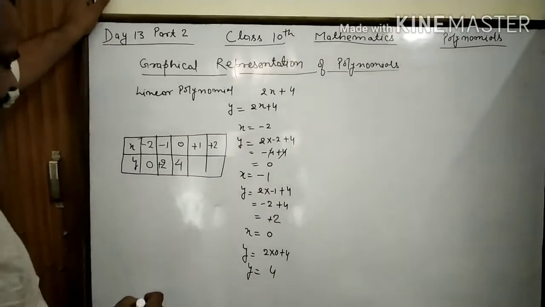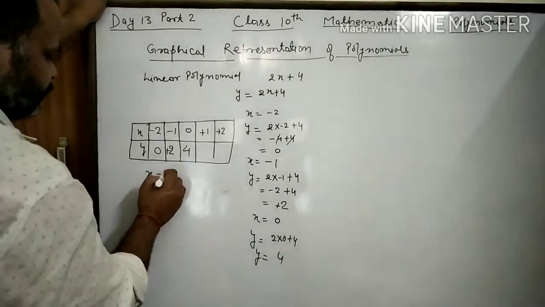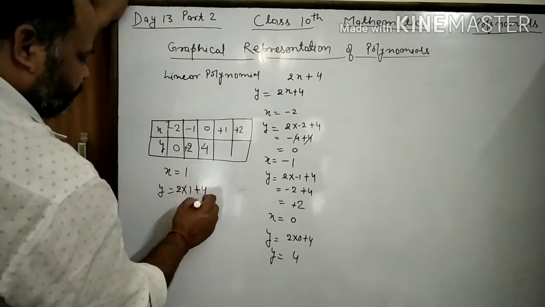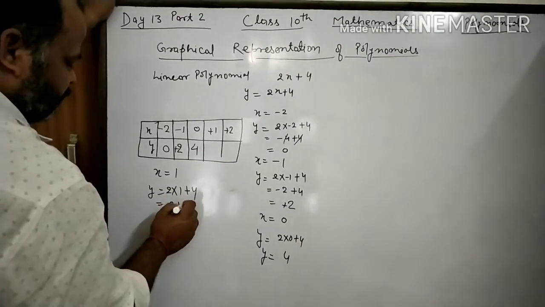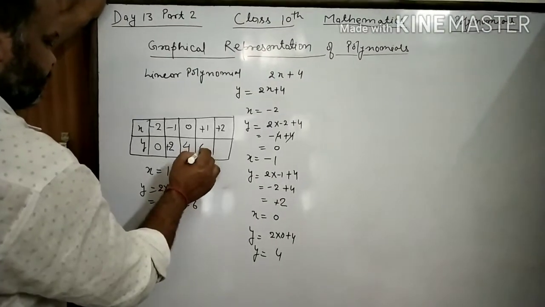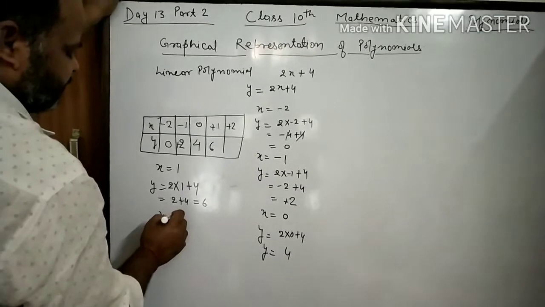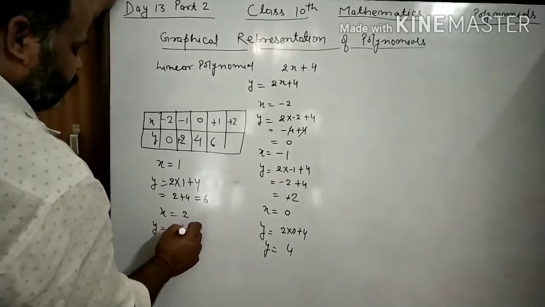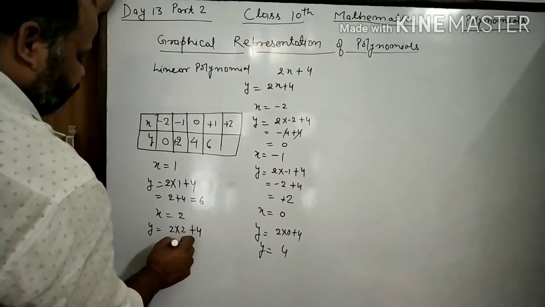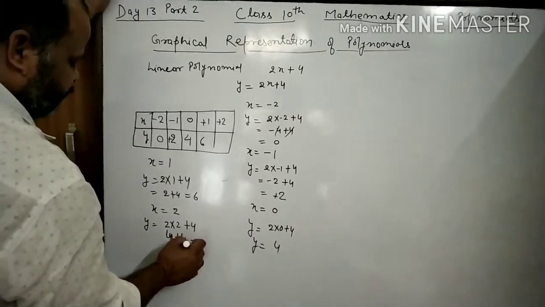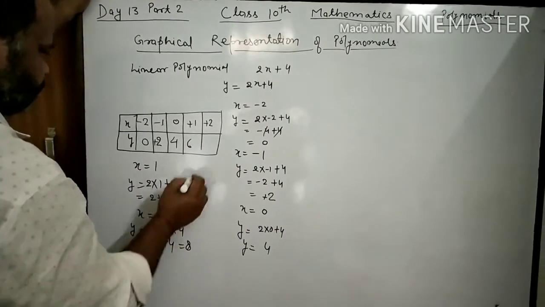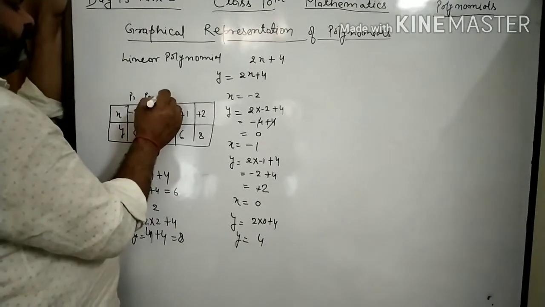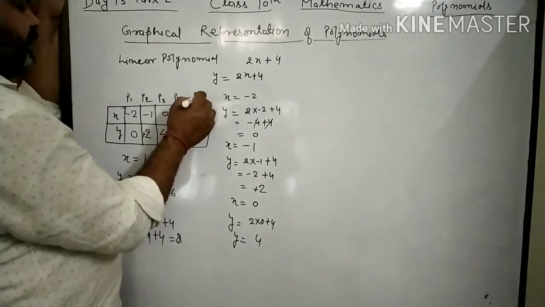Clear? In the same way, x is equal to 1, then y is equal to 2 into 1 plus 4, it is 2 plus 4, equal to 6. If x is equal to 2, then y is equal to 2 into 2 plus 4, it is 4 plus 4 is equal to 8. Then we got the points P1, P2, P3, P4, P5.